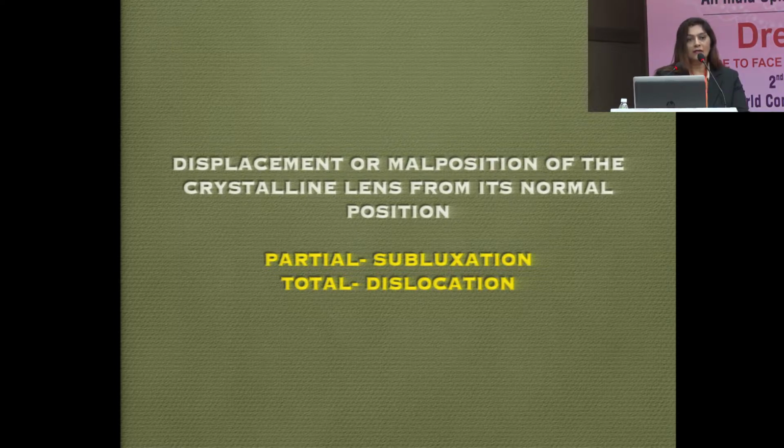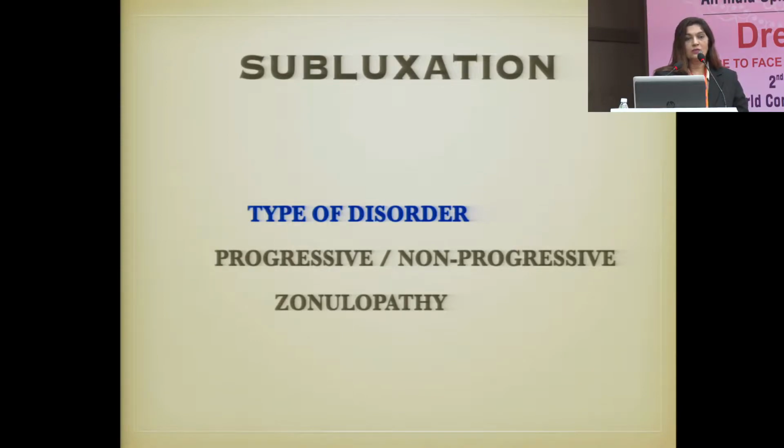We all know the basic thing: whenever you have a dislocation or a subluxation of the lens, if it's partial, we call it a subluxation, and if it's total, it's a dislocation. Our management depends on the clinical scenario inside the eye. The first thing that I see is whether it's a progressive or a non-progressive zonulopathy. So the entire management goes on that.